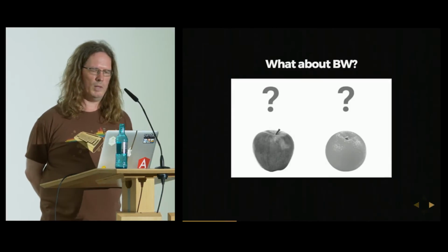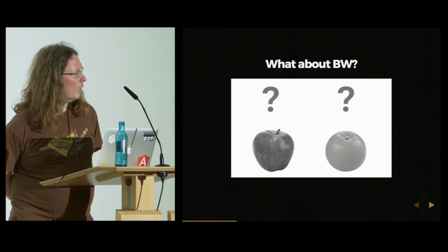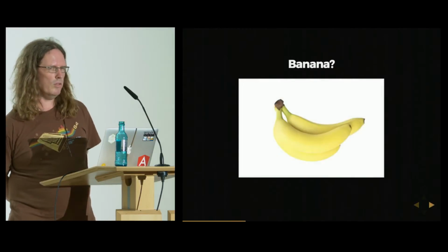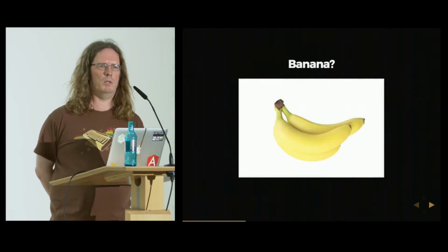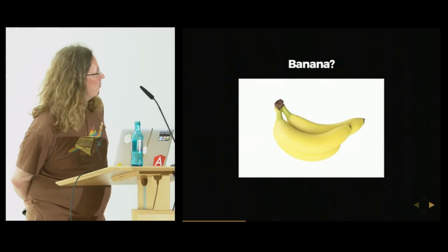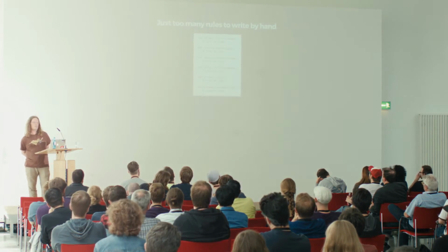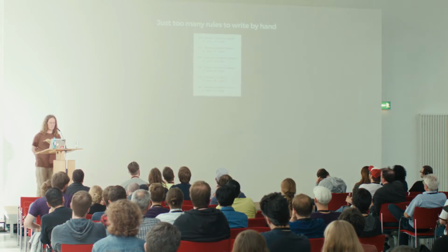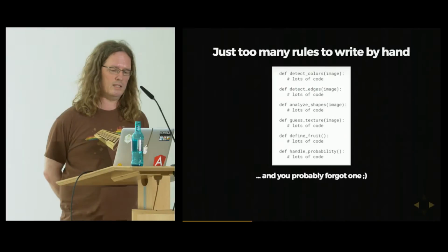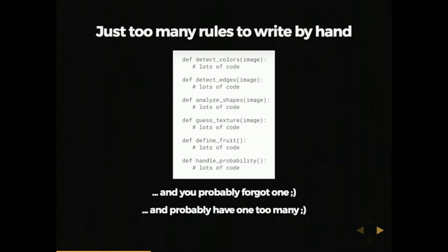But then, what about black and white pictures? You can still see that the thing on the right side is an orange, but it's not orange. And what about things that are neither an orange nor an apple, like a banana? What do you do about it? So how do you learn it? Typically, you can write a rule for each of these things by hand. But what you tend to do is forget at least one, and sometimes you overspecify. So you're too strict. Maybe you have one rule too many.